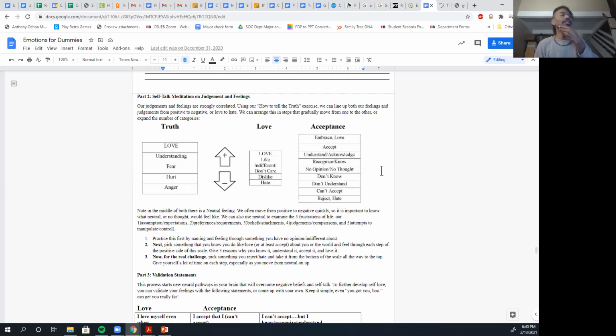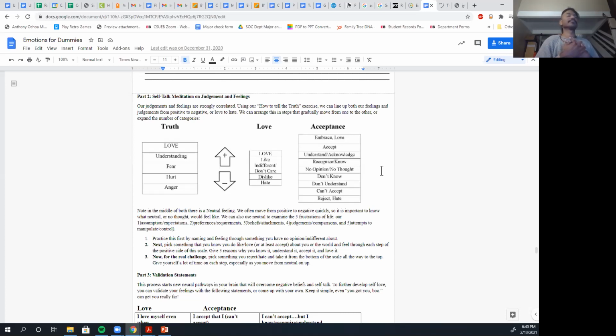Okay. So note in the middle of both of these, there is a neutral feeling. We often move from positive to negative real quickly. So it's important to know what neutral would feel like. And then we can also use neutral to examine our 5 frustrations of life: our assumptions and expectations, preferences and requirements, beliefs and attachments, judgments and comparisons, and attempts to manipulate and control. Okay, so let's give this a shot.